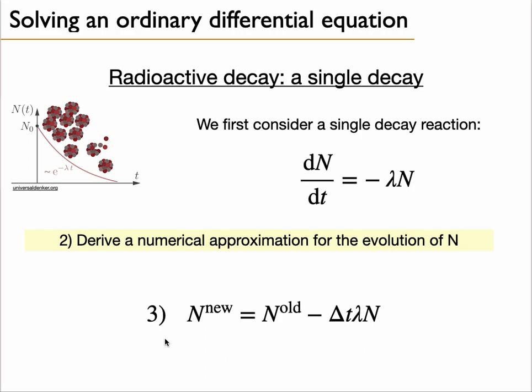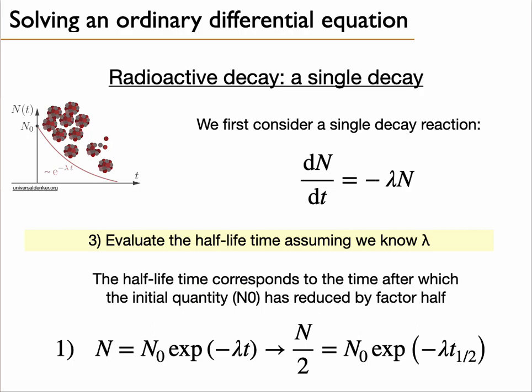And that's how the solution can be found. So we have N new is equal to N old minus delta t lambda N. The last thing to be done when we work with radioactive decay, you often hear about the half-life time. So what is the half-life time? The half-life time corresponds to the time after which an initial quantity, N0, has reduced by a factor of half.